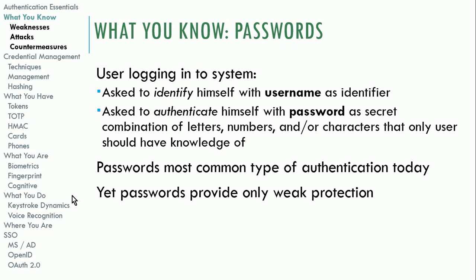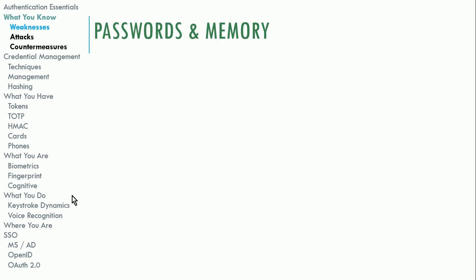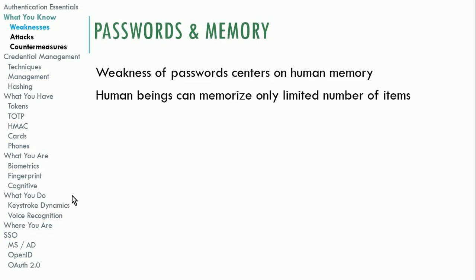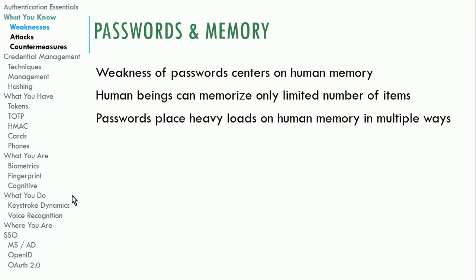But if we're trying to protect IT resources and assets, it's a good idea to implement some of these other factors. It's also a good idea to try to address some of the weaknesses with passwords, since it is typically our first line of defense. So one of the weaknesses with passwords is human memory. Human beings can only memorize a limited number of items, and passwords place heavy loads on human memory in multiple ways. One of the stories that I always recall when I think about password weakness in human memory: some people say, well, I can memorize 16 characters for my password, and that might be true.